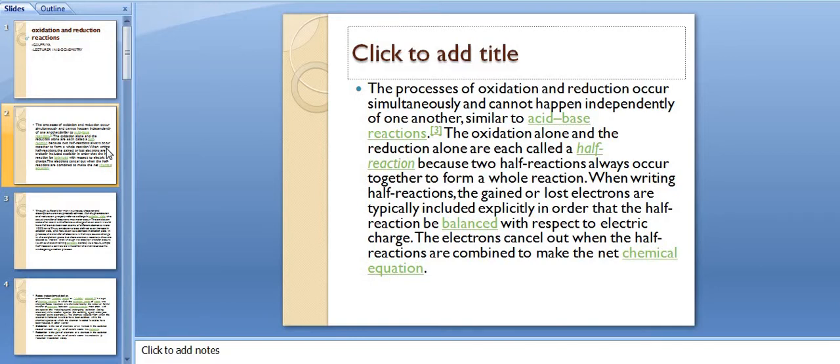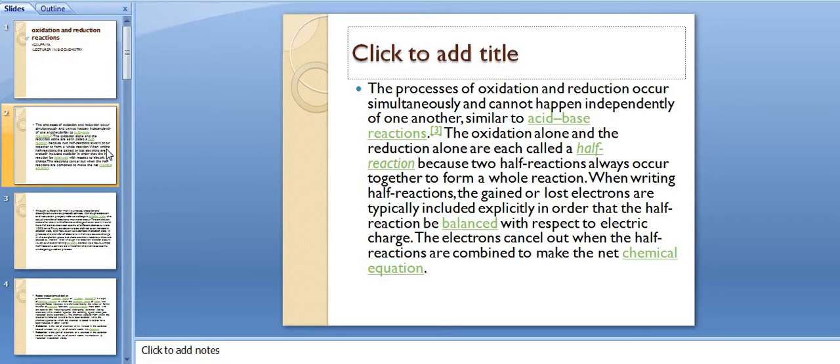Oxidation alone and reduction alone are called half reactions, because two half reactions always occur together to form a whole reaction. When writing half reactions, the gained or lost electrons are typically included explicitly in order that the half reaction be balanced with respect to electric charge. The electrons cancel out when the half reactions are combined to make the net chemical equation.